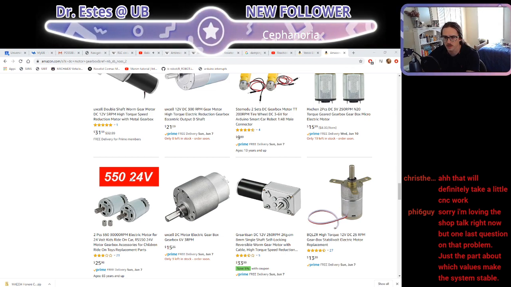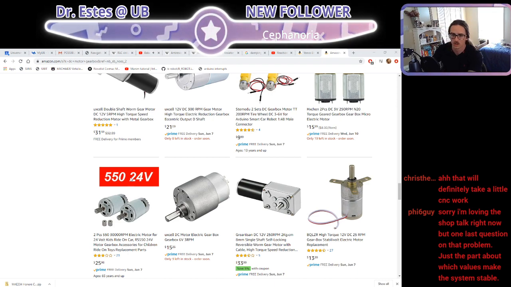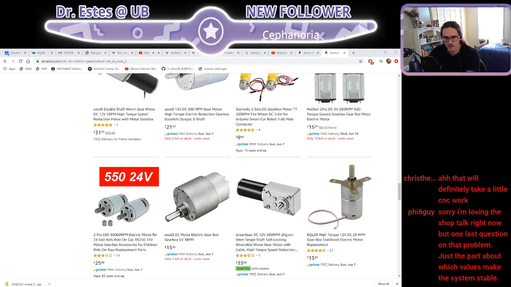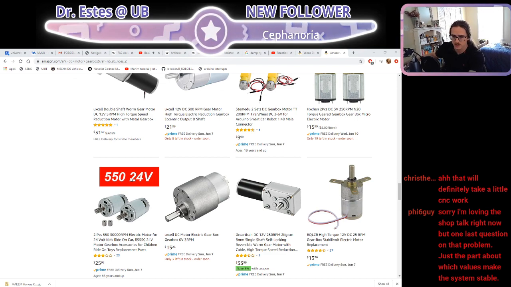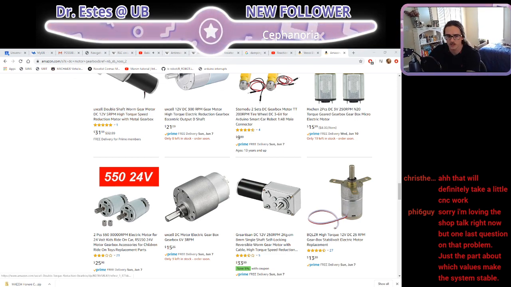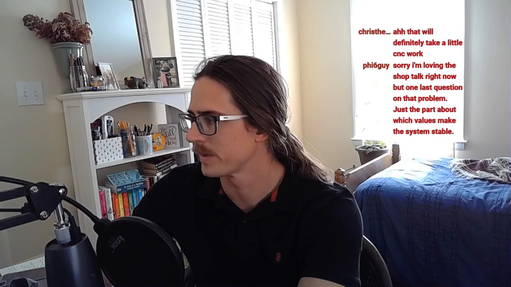Sorry, I'm loving the shop talk right now, but one last question on that problem. The part about which values make the system stable. So, stability has to do with the real part of the root.